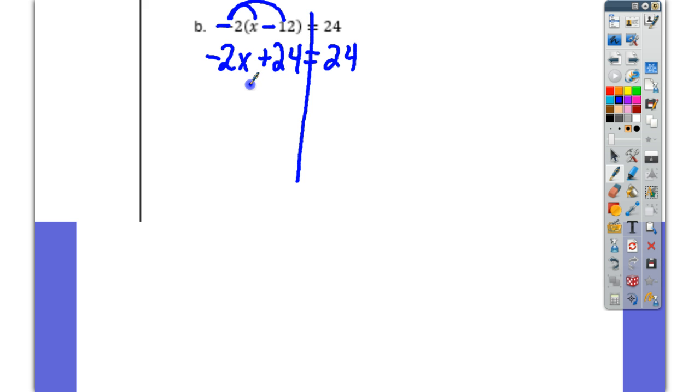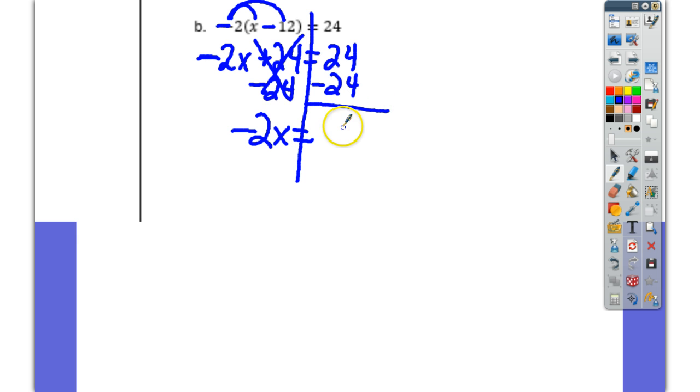So Red Rover, send over minus 24 to both sides. Minus 24. These cancel out. I have a negative 2x. Don't forget the sign. A negative 2x equals 24 minus 24 is 0.